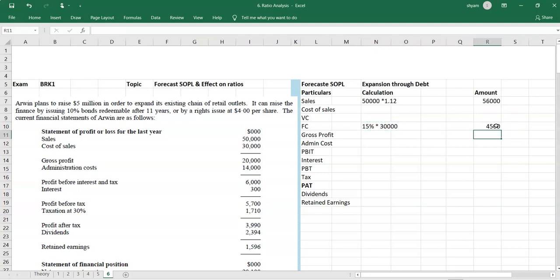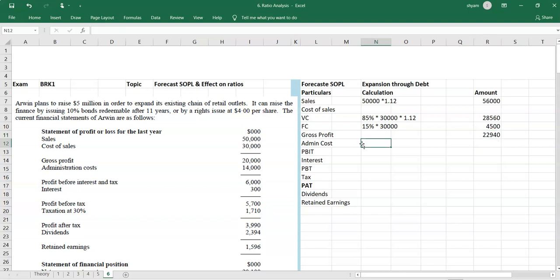And what about the balance percentage? The balance 85 percentage is variable cost, and that variable cost will increase by 1.12 because it will change with the sales. Okay, so let's get the concept right. So we got it as 28,560. So let's get the gross profit. So we got our gross profit.